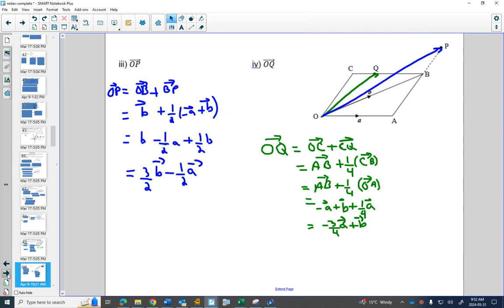So now that you've found O to Q and O to P, it would be really easy to get your robot to go from Q to P. Question? Do we only get one vector at the final answer, or do we go all the way through? All the way through. How do you know that C to Q is 1/4 of C to B?